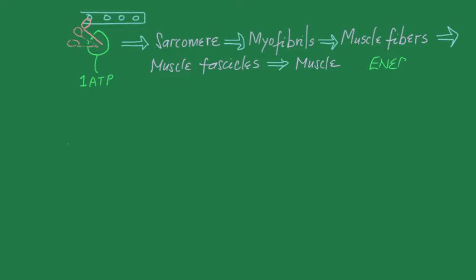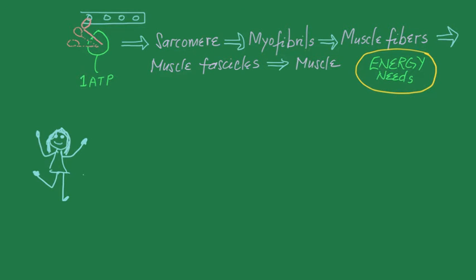So think about the amount of ATP the muscle needs for a single muscle contraction. The energy needs of a muscle are staggering, especially when you exercise. So let's say you're just starting out, you're going to exercise. When you start out, you might have some ATP already available in the sarcoplasm. This free ATP is used at the beginning of your exercise regimen.